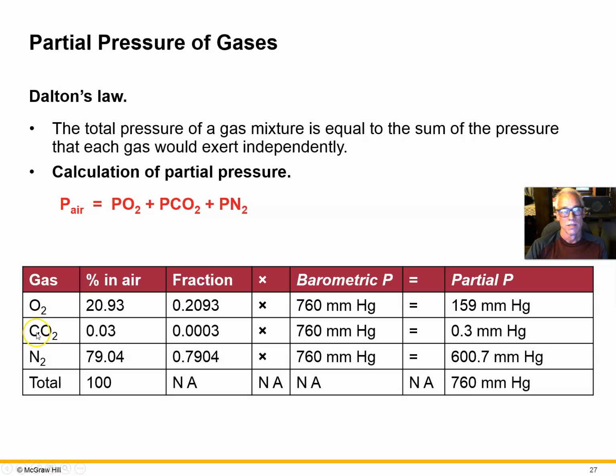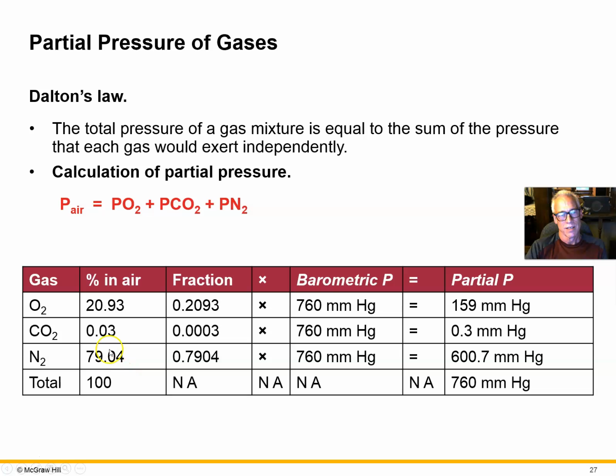CO2, it's only 0.03% in the air. So when we multiply that times 760, we wind up with 0.3 millimeters of mercury partial pressure. We're just going to call that 0. There's no CO2 in the air for the most part. Enough for plants to use for photosynthesis, but as far as human physiology, there's no CO2 out there. We're going to bring a lot of CO2 into our lungs because of cellular respiration and breathe it out into the air, and then bring in some fresh air that has no CO2.